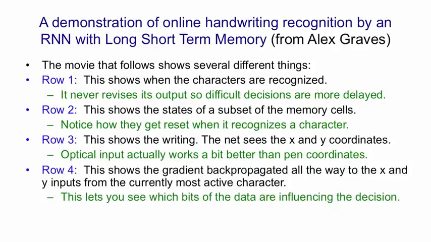Finally, the fourth row shows something much more complicated. It shows the gradient back propagated all the way to the x, y locations. So what you get to see is, for the most active character, if you back propagate from that character and ask what would make that most active character more active, you get to see which bits of the input are affecting the probability that it's that character. So that lets you see how the decisions are depending on things that happened in the past. So here's the movie.